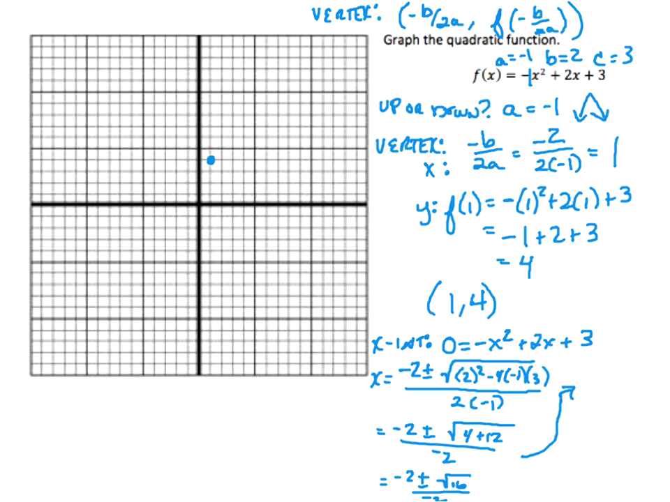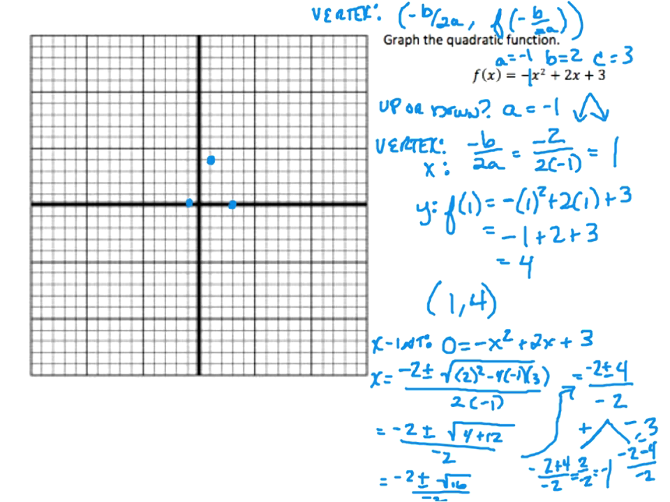I'll come up over here to finish. Negative 2 plus or minus 4 over negative 2. And so we have two different ones, a plus and a minus. Negative 2 plus 4 over negative 2 is 2 over negative 2, which is negative 1. So I have an x-intercept of negative 1. And then I also have negative 2 minus 4 over negative 2, which is negative 6 divided by negative 2, which is positive 3.